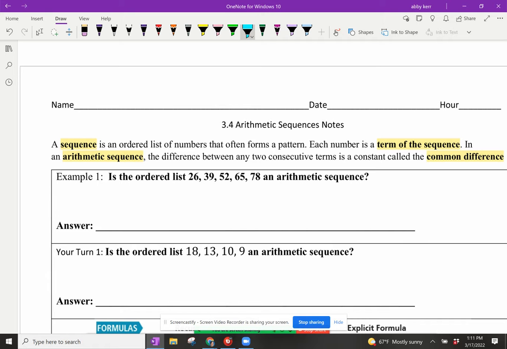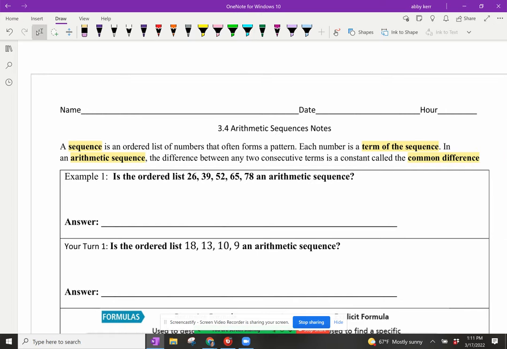So in today's notes, we are going to go over the 3.4 arithmetic sequence notes. A sequence is an ordered list of numbers that often forms a pattern. With this type of sequence, we are going to be looking for the common difference. And we need to remember that each number is a term of the sequence.